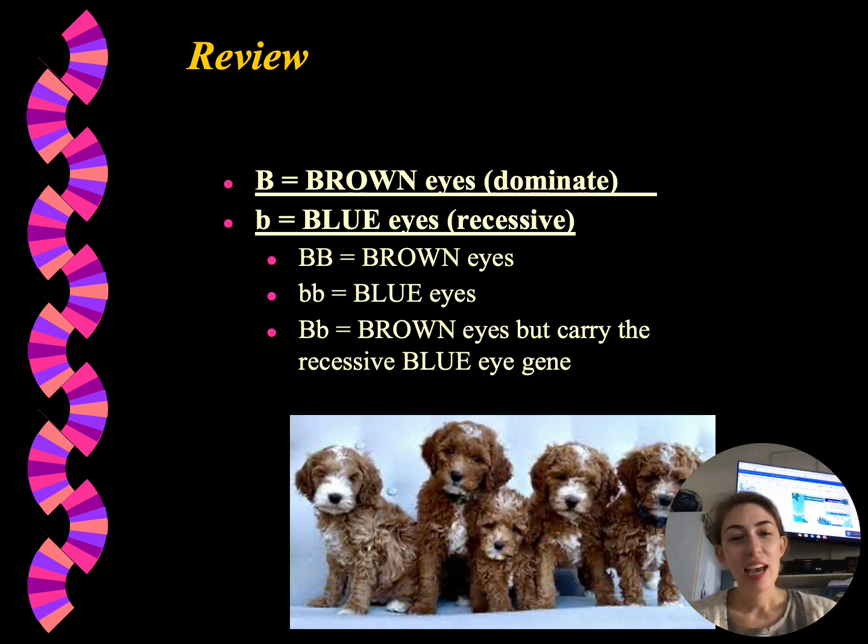Now remember, if we have a trait like capital B, which is dominant for our brown eyes, and lowercase b for our blue eyes, it's going to determine what traits we see versus our homozygous versus our heterozygous. So if you're homozygous dominant, you're going to see brown eyes. If you're homozygous recessive, you're going to see blue eyes. And if you're heterozygous, you're going to see brown eyes because that blue eye gene is hidden.